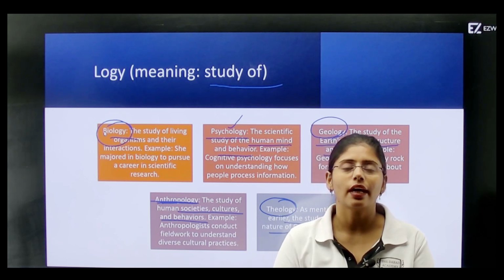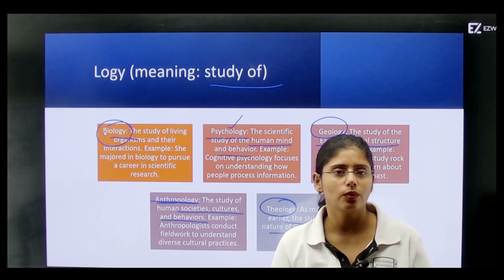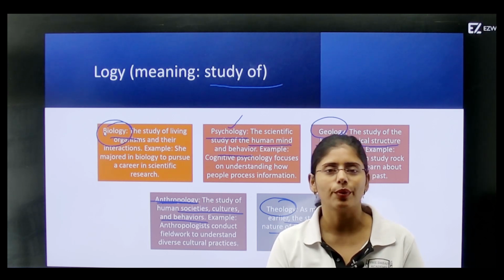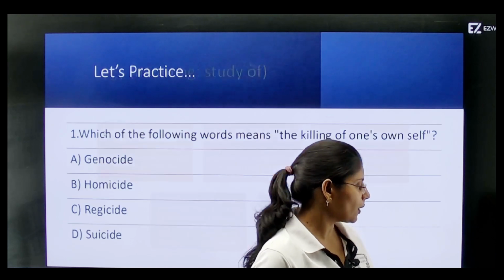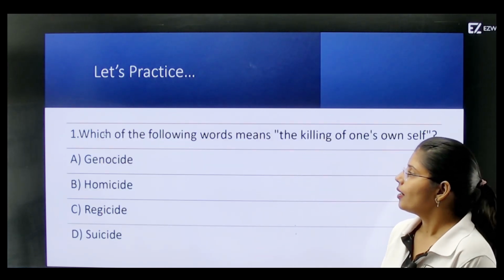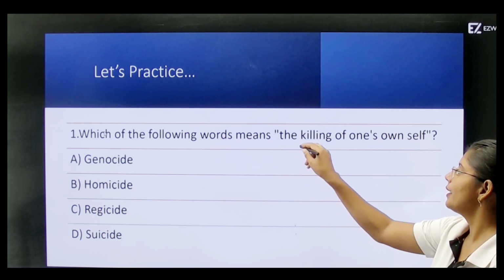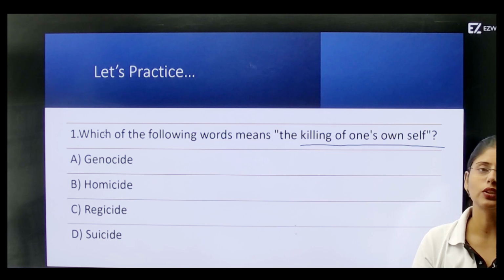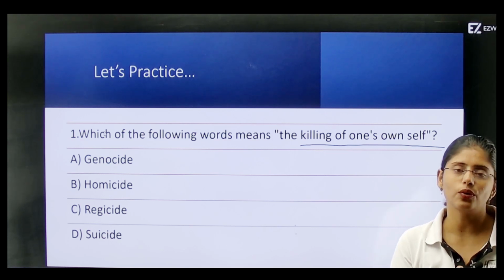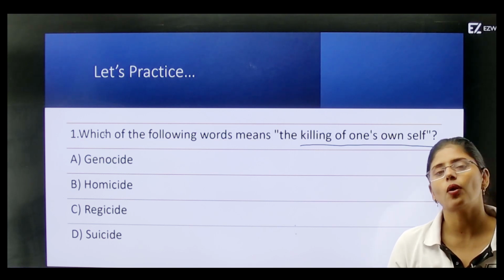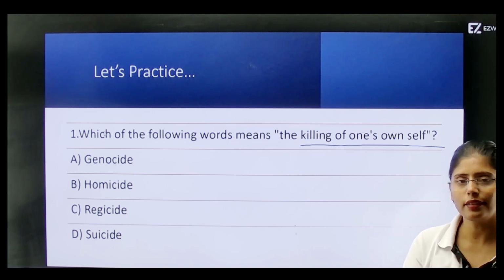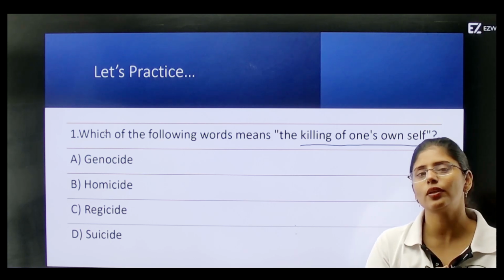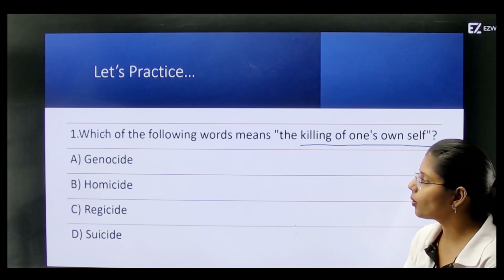After discussing this, I assume that you have understood all the root words, and if you have, let's try to answer some questions based on the previous slides. Let's get started. The first question: which of the following words means the killing of one's own self? Just take your time and try to answer. Is it genocide or homicide? We are absolutely clear that the word side means to kill, and we have studied all the other words.